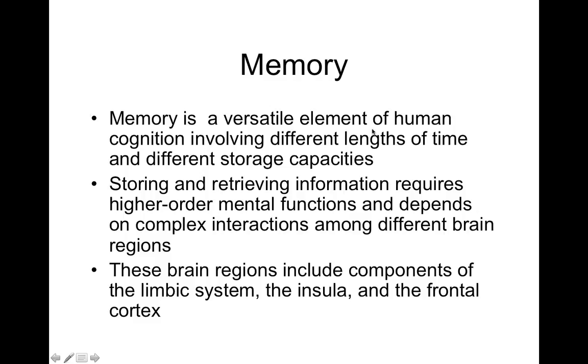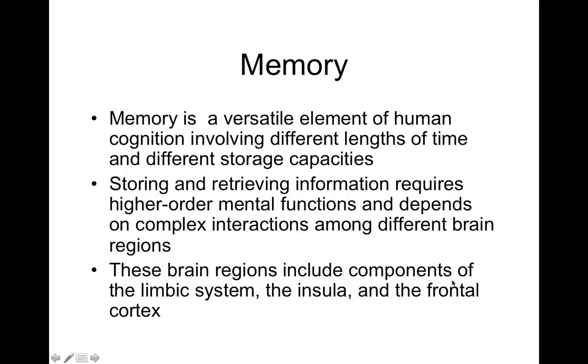Now, memory is a more versatile element of human cognition. It involves different lengths of time. So we have short-term memories and long-term memories. And storing and retrieving this information requires higher order mental functions and depends on complex interactions between different brain regions. So what this means, you guys, is that there is no one place for a memory. Memories are more distributed across the brain because they relate to different things like contexts, right? All of our memories have a context to them, like a time and a place, smell, sights, sounds, and all these things are interlinked. So our memories are not one specific part of your brain, but more distributed and linked with a variety of different content or perceptual features.